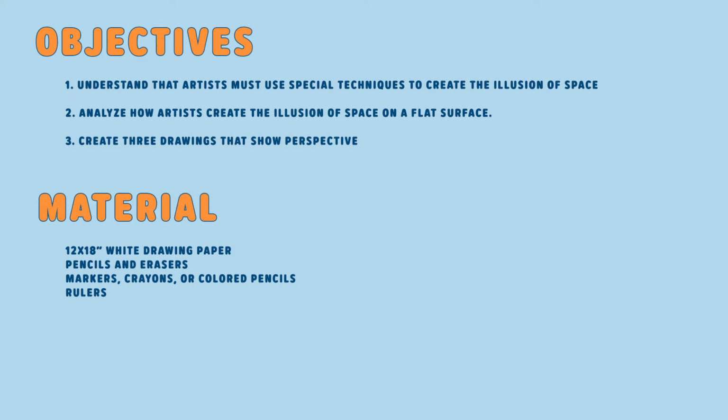Today we will understand that artists must use special techniques to create the illusion of space, analyze how artists create the illusion of space on a flat surface, and create 3 drawings that show perspective. Materials: 12 by 18 white drawing paper, pencils and erasers, markers, crayons or colored pencils, and rulers.